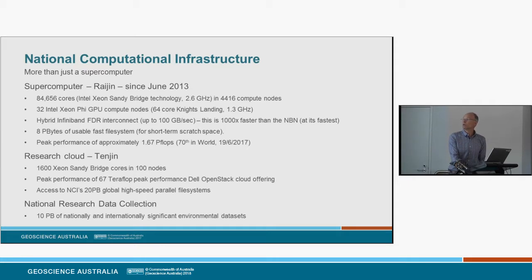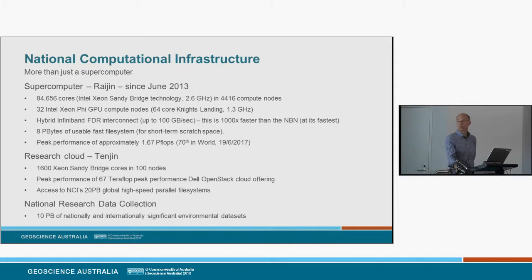But a really cool thing about it is that it's got these high-speed connections, and these connections are about 1,000 times faster than what the NBN does. So when they talk about why you do this in situ, why don't you transfer your data using the NBN? It's because this is 1,000 times faster, having it stored locally.